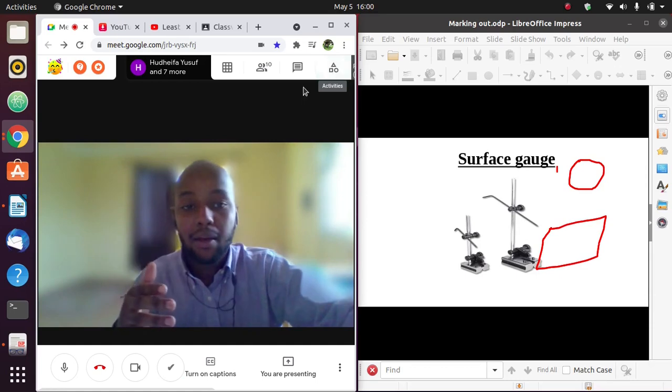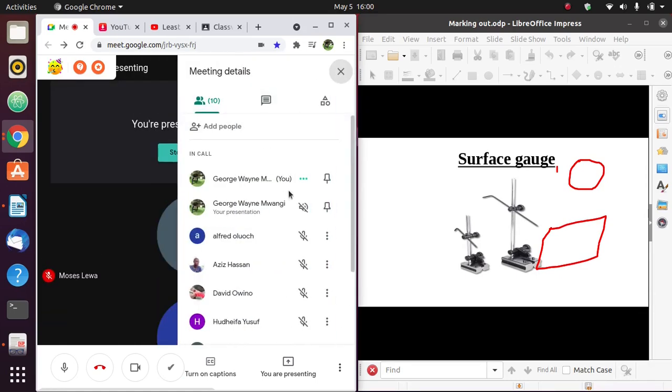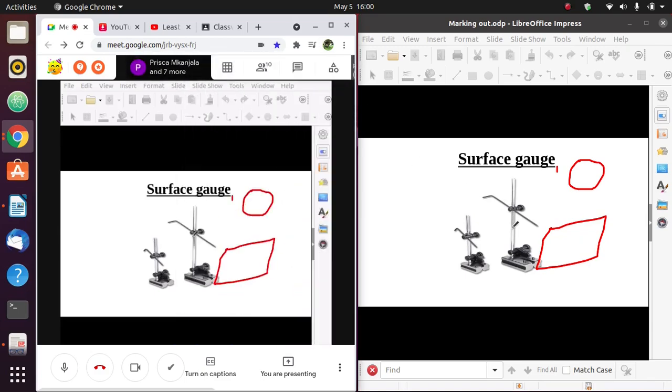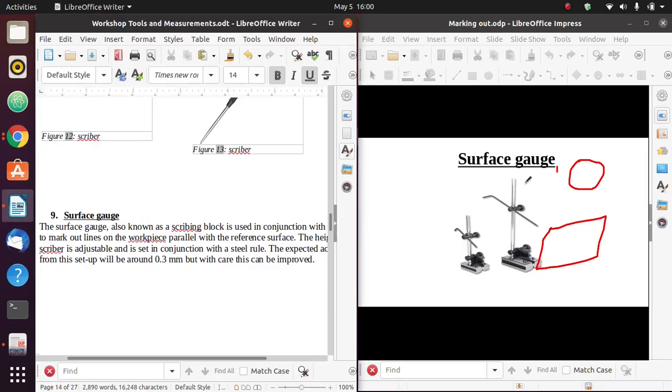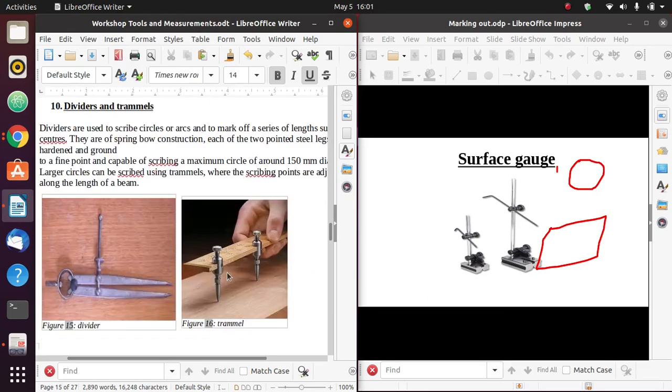So if I'm making a measurement that is parallel to the reference surface, then I will use a surface gauge. Now this height is adjustable. I can change this height depending on how high the workpiece is. Okay.